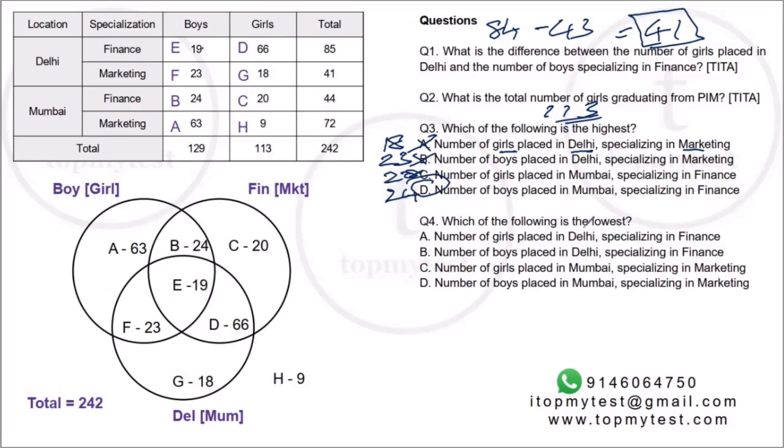And the last one, which of the following is the lowest? Now this, we need the lowest. Girls Delhi finance is 66. Boys Delhi finance is 19. Girls Mumbai marketing is only 9. That's the lowest in the grid, so it cannot be anything else. Option C will be your correct choice.